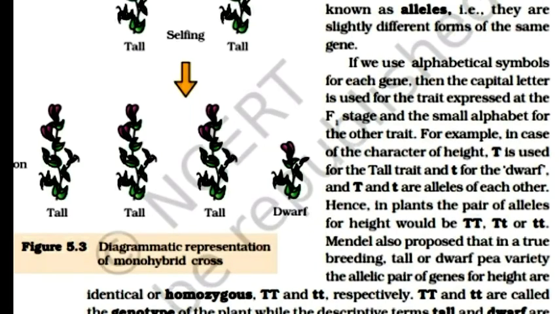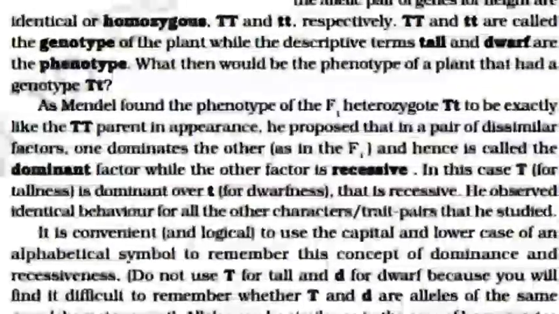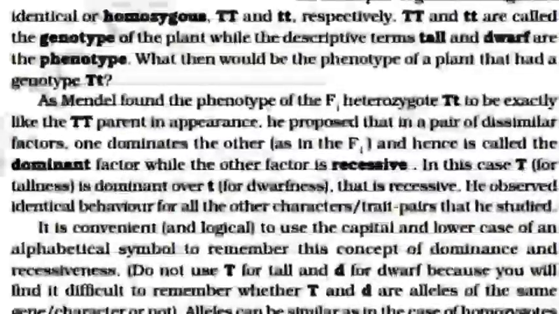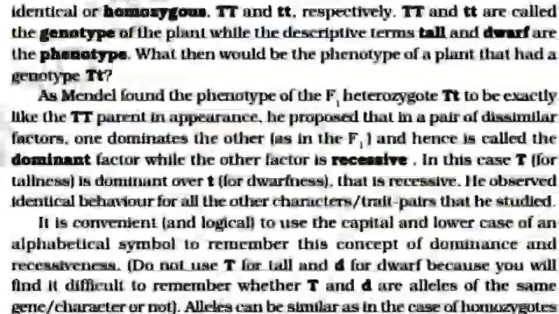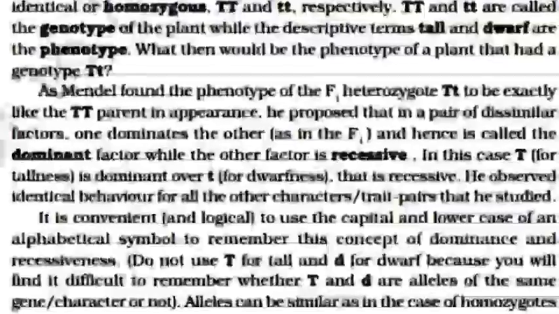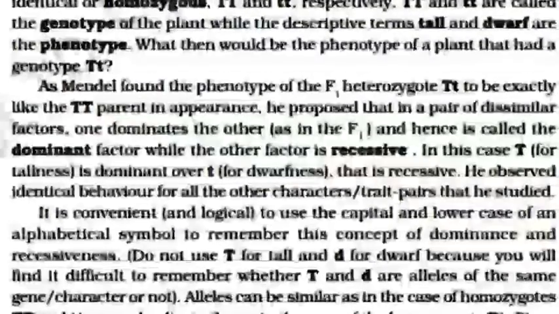Mendel also proposed that in a true breeding tall or dwarf pea variety, the allelic pair of genes for height are identical, or homozygous, capital T capital T and small t small t respectively. Capital T and small t are called the genotype of the plant, while the descriptive terms tall and dwarf are the phenotype. What then would be the phenotype of the plant that had the genotype capital T small t?